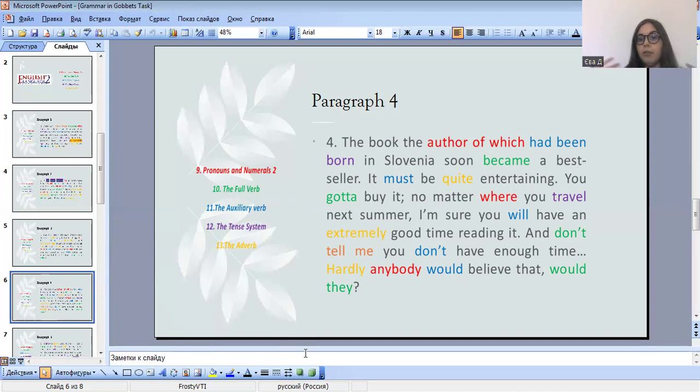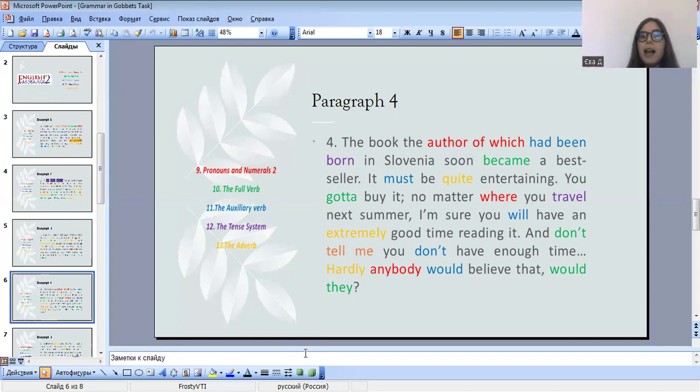What we can see: author of which, and anybody, and where. So first of all, let's talk about author of which. We have an alternative possessive construction, the plus noun plus of which: the author of which. We can apply it only to an inanimate antecedent. So instead of using whose, we use this clumsier version. Yet we don't use "the book whose author had been born". Yes, we use the author of which, an alternative construction.